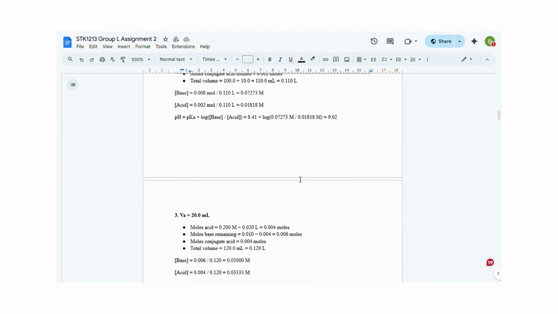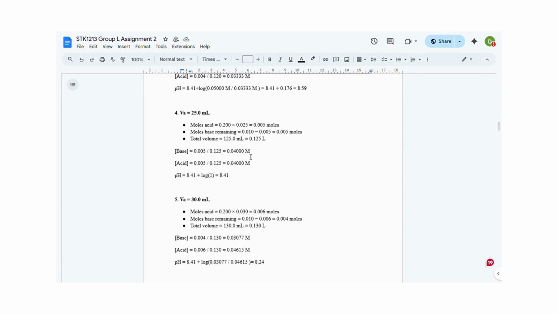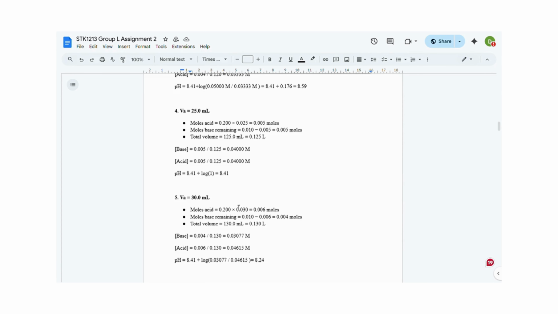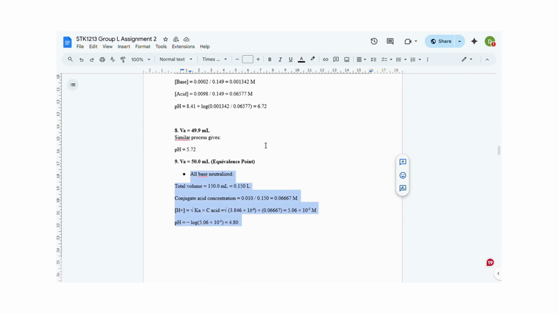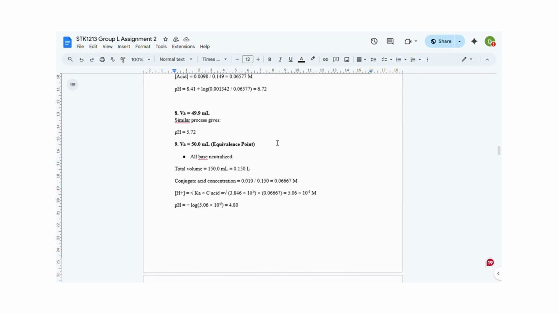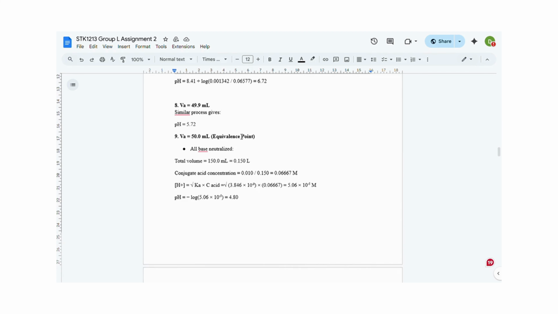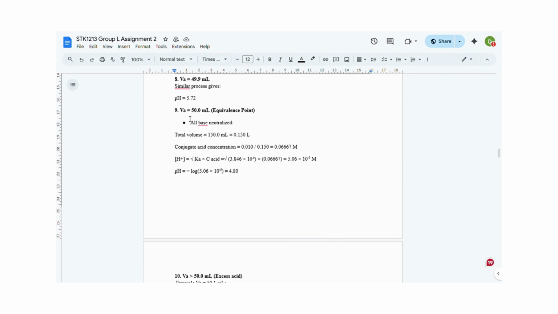And we do the same for 20 milliliter, 25 milliliter, 30 milliliter also the same, 40, and also 49, and also for 49.9. But for 50 milliliter, which is our equivalence point, we do it differently.